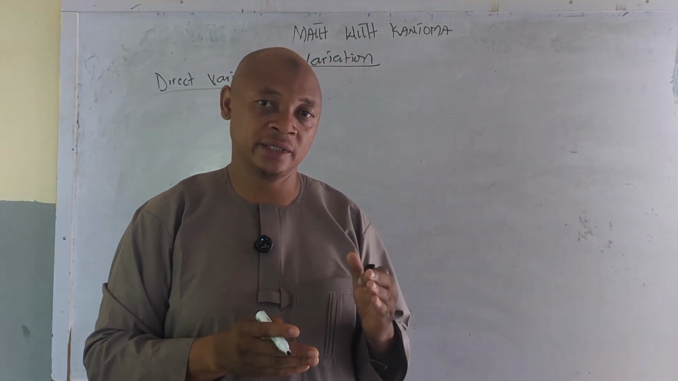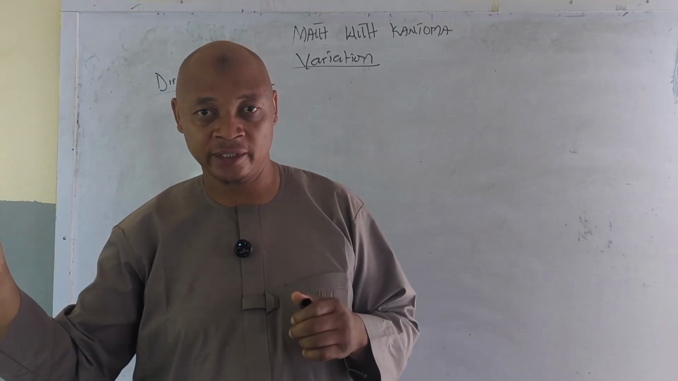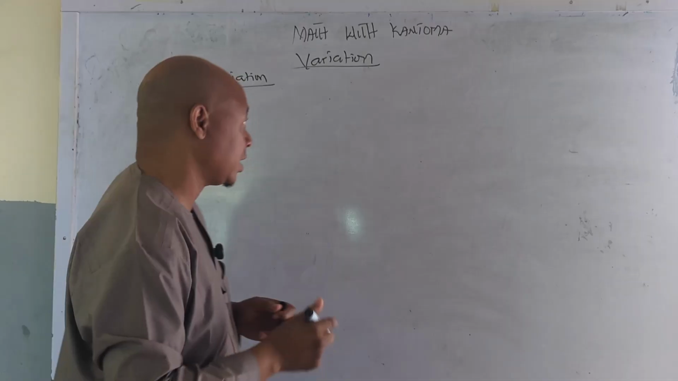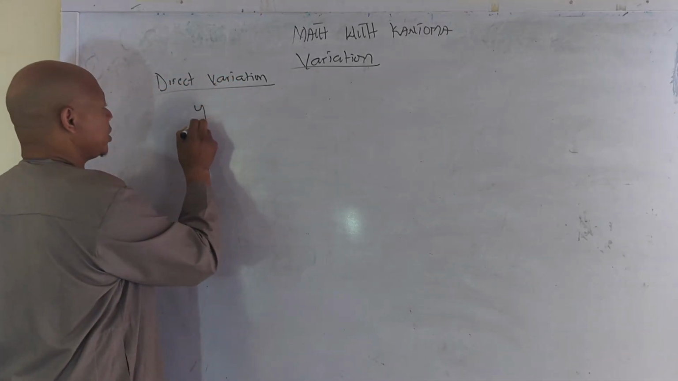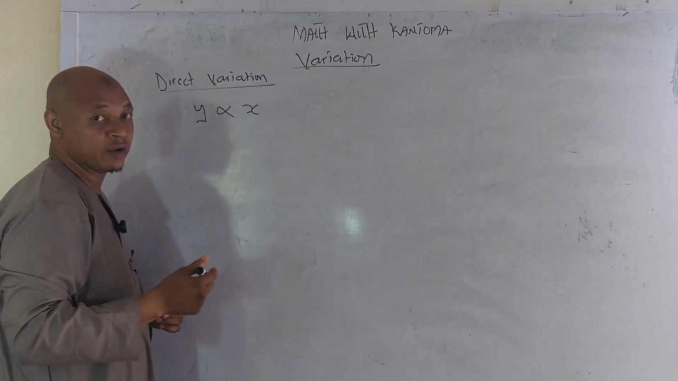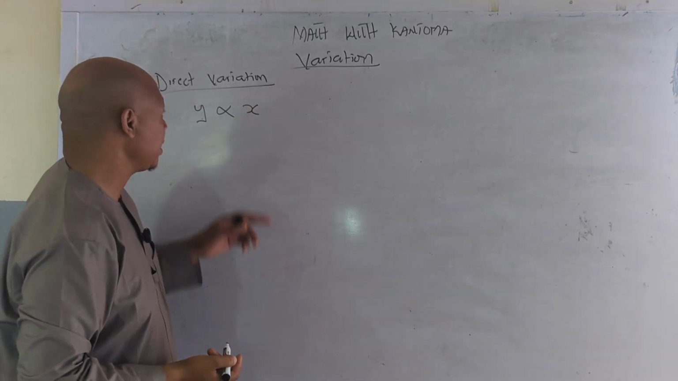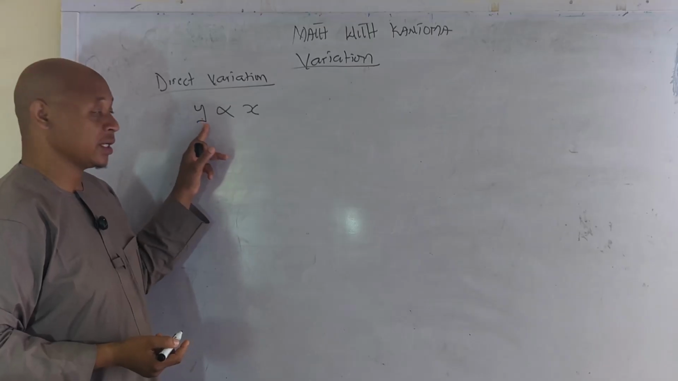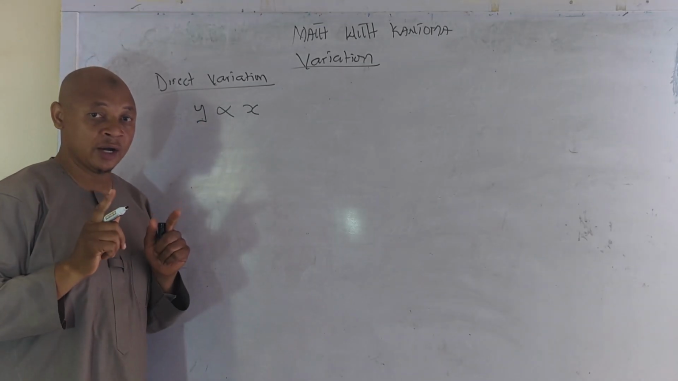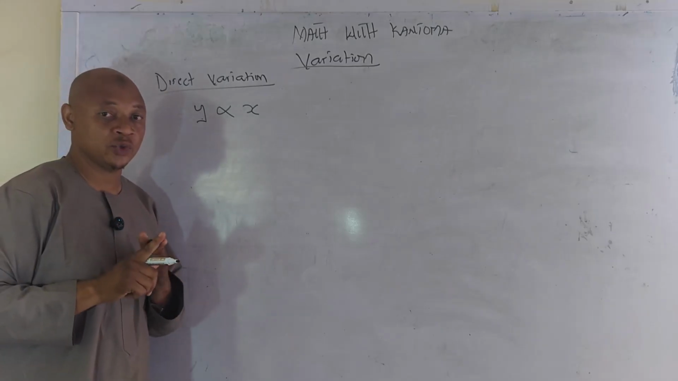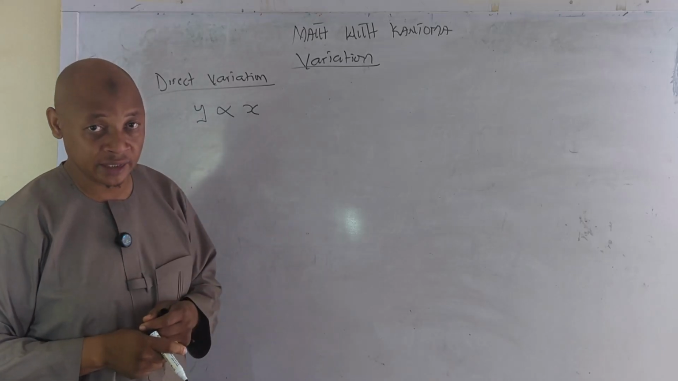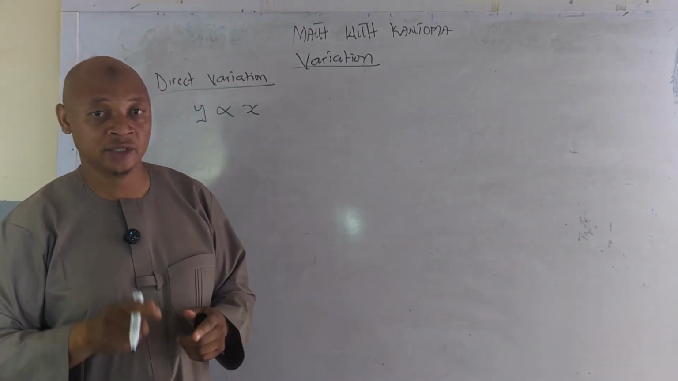As one increases, the other quantity will also be increasing if they are in the same ratio. Meaning, let's say we have two quantities, y and x. Y is directly proportional to x, or y varies directly to x. Meaning, if y is increasing, then definitely the corresponding value of x will also be increasing. That is, they directly vary to each other. If one is decreasing, then the other quantity will also be decreasing because they vary directly to each other.